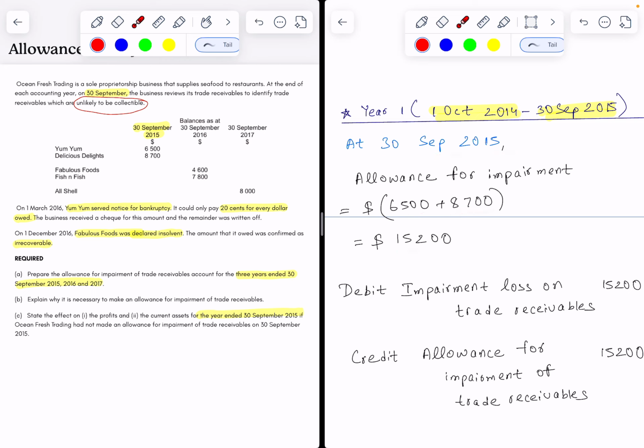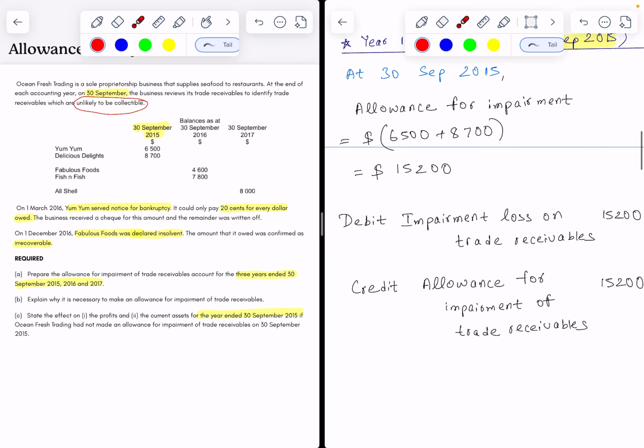As you can understand, based on the information given in the question, we do not have any information regarding any opening balances for allowances that may have existed prior to 30 September 2015. So on that basis, we can consider that we have this allowance for impairment which is entirely new, right? Which means that our allowance for impairment of trade receivables now have to increase.